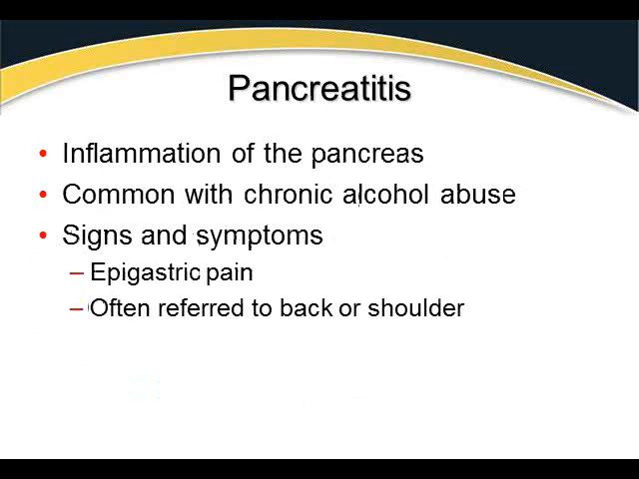Pancreatitis. This is inflammation of the pancreas. It's common in alcohol abuse, and it sometimes is the first sign that somebody is developing diabetes. The signs or symptoms are often very nonspecific. We'll have just upper, usually left epigastric pain. Sometimes it will be referred into the back or the shoulder, but usually these people are very, very sick. So a lot of nausea and vomiting and weakness, and these people feel very, very flu-like in many cases.